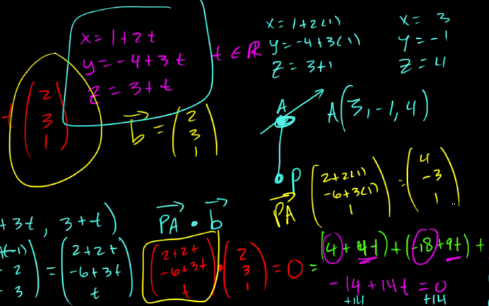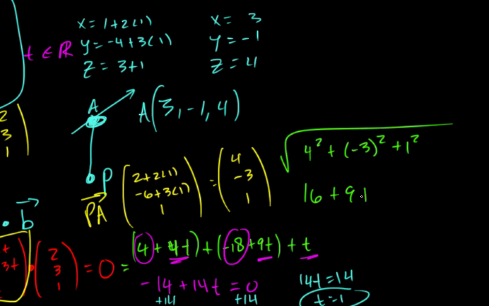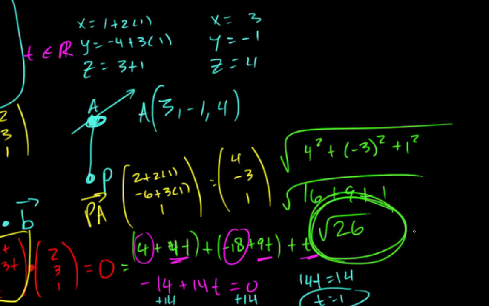Okay, now to find the actual distance from that, we have to take the magnitude. So 4 squared plus negative 3 squared plus 1 squared, square root it. 16 plus 9 plus 1. So that's going to be square root of 26. And that is how far away that is.